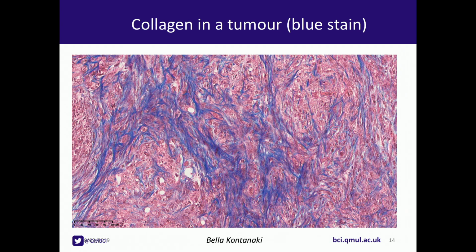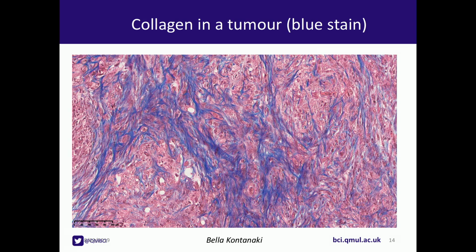I talked about the matrix. So here we stained the matrix up. This is collagen. And look at this tumor. Look at the architecture of this collagen in the tumor. So in pink are all the cells, cancer cells, immune cells, but amongst them is this collagen.